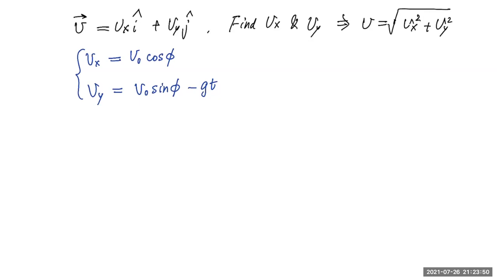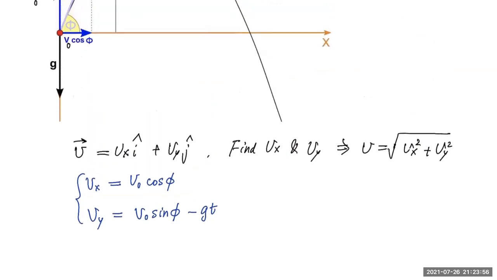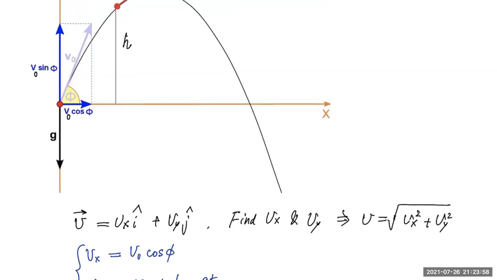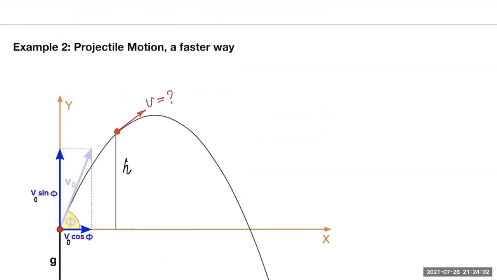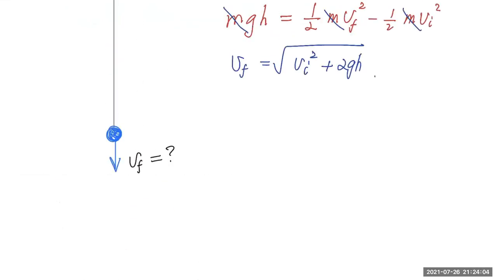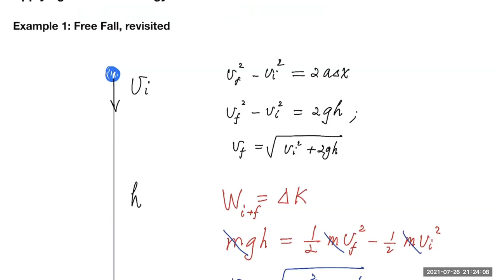Can we bypass the knowledge of T? Can we find Vy final directly without using T? Yeah, we can do that. There is a formula for uniformly accelerated motion without T in it. It's the same formula we saw earlier, this one right here. Okay, this first one right here. We just replace X with Y, that's it.